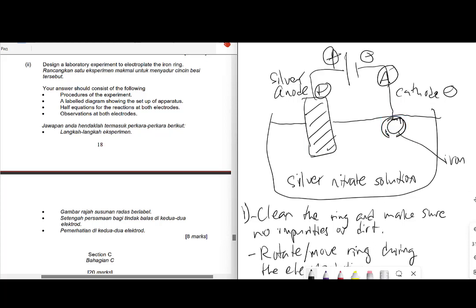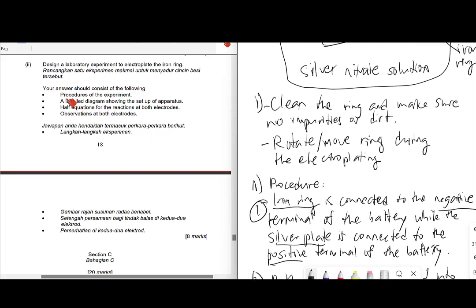So this is your iron ring. Both electrodes you must label. This one is your silver plate, or you can call it the silver anode, and this one will be your iron ring as the cathode. And the solution they use here, you label as well. You call it silver nitrate solution. So this apparatus setup will be functional, the circuit is complete, and it's ready for electroplating. Next, the procedure we have done, and the labelled diagram also we have done.